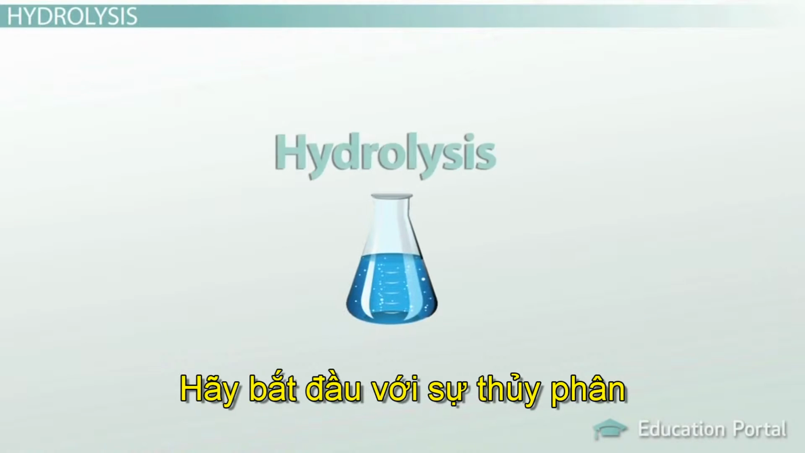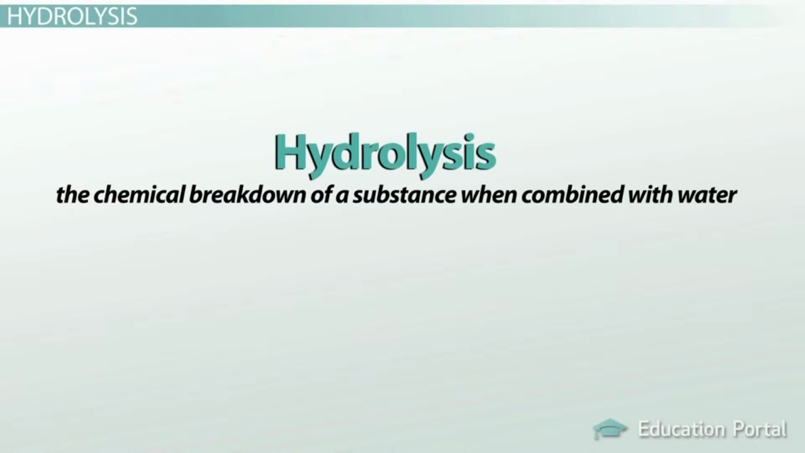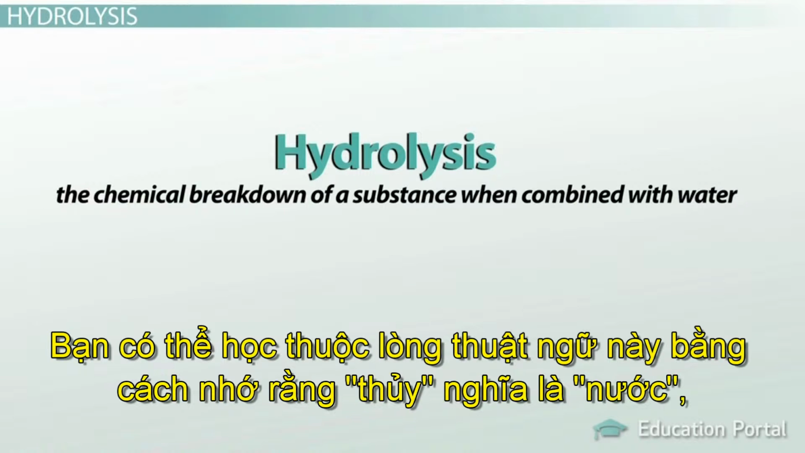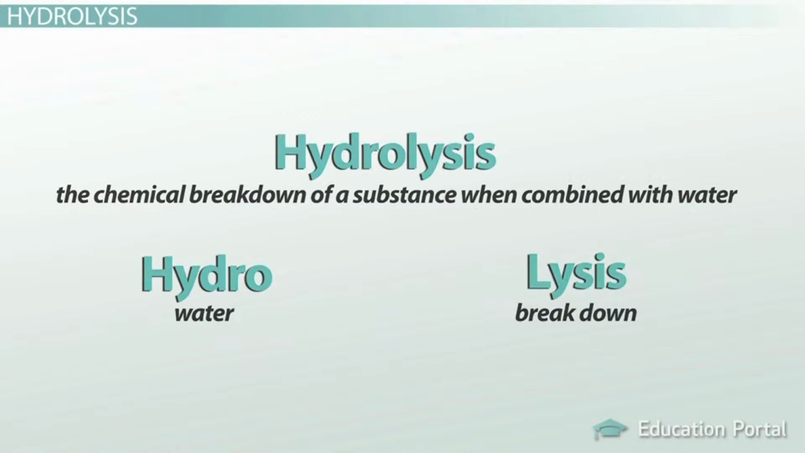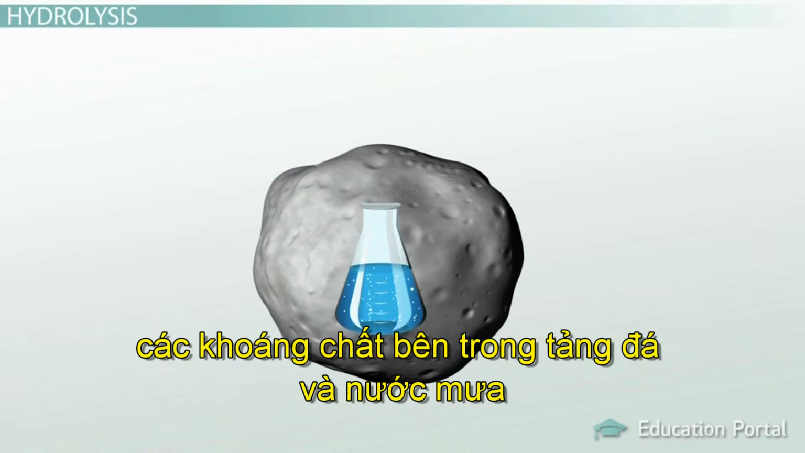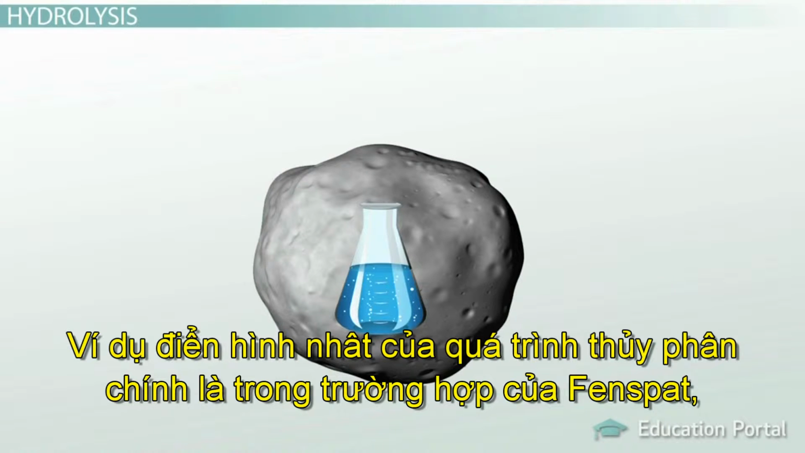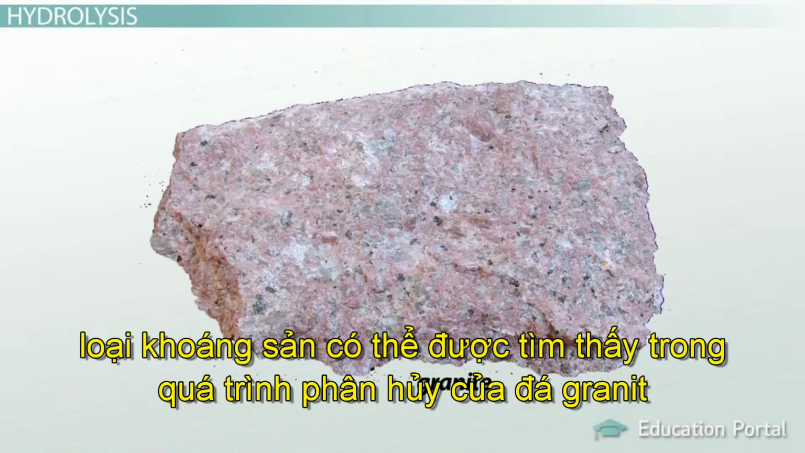Let's start with the discussion of hydrolysis, which is the chemical breakdown of a substance when combined with water. You can recall this term by remembering that the prefix hydro means water and the suffix lysis means to break down. With chemical weathering of rock, we see a chemical reaction happening between the minerals found in the rock and rainwater. The most common example of hydrolysis is feldspar, which can be found in granite, changing to clay.